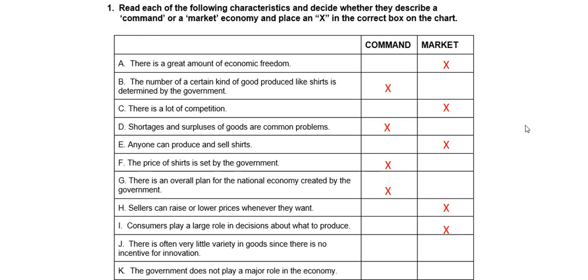J, there is often very little variety in goods since there is no incentive for innovation. Command economy. K, the government does not play a major role in the economy. That would be a market economy. And lastly, L, wages for workers are set by the government. Command economy.